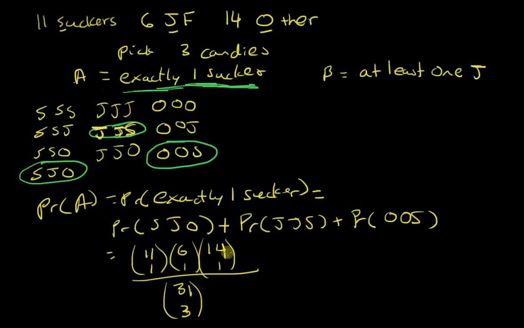Right, this numerator divided by all the different ways I could have rearranged this entire sample space had I used little subscripts. It'd be huge. It's 31 choose 3, okay? So there we go, that's that.